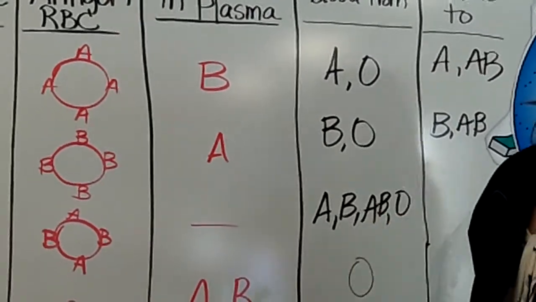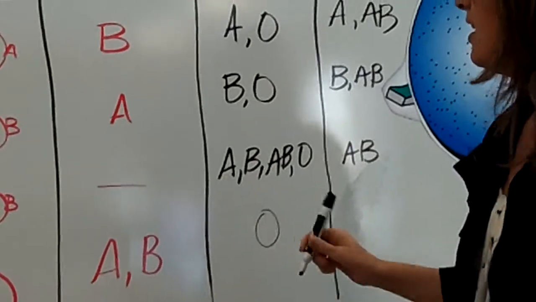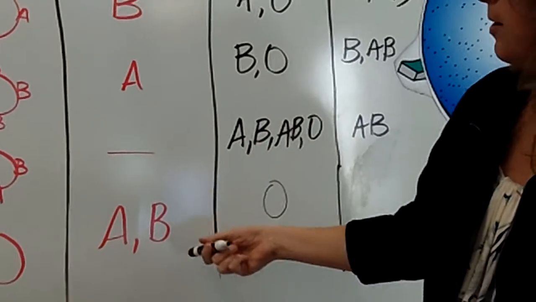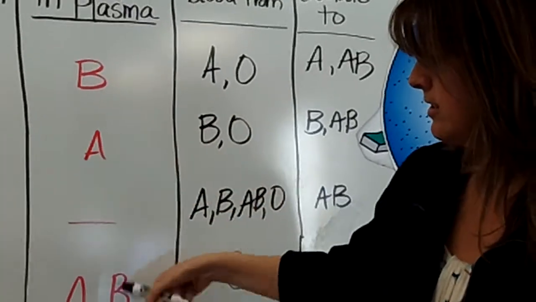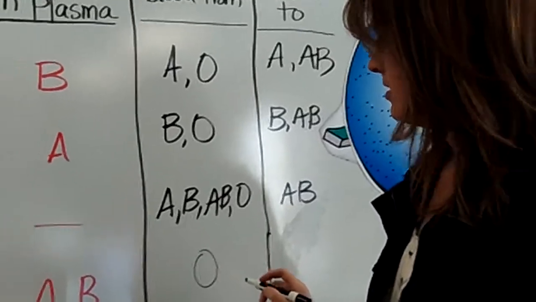AB blood can only go to itself. It cannot go to B, it cannot go to A, and it cannot go to O, because those have markers against the other ones, okay? We'll talk more about this in class if you're confused.